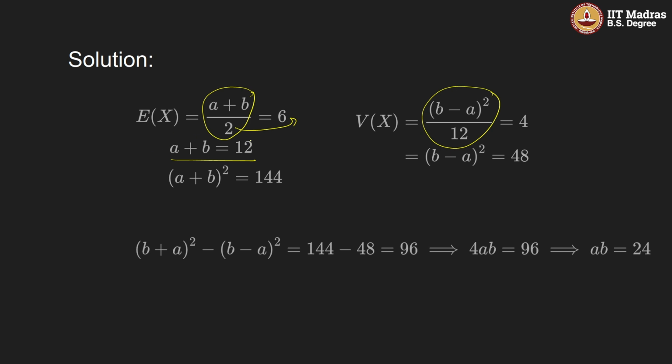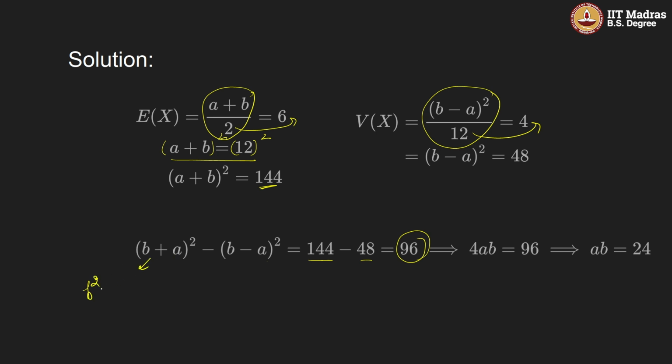Now we are squaring both the sides. So a plus b whole square will be 12 squared, which is 144. Similarly we will multiply by 12 here, so we will get b minus a whole square equals 48. Now we are subtracting both of them. So b plus a whole square minus b minus a whole square will be 144 minus 48. This is 96.